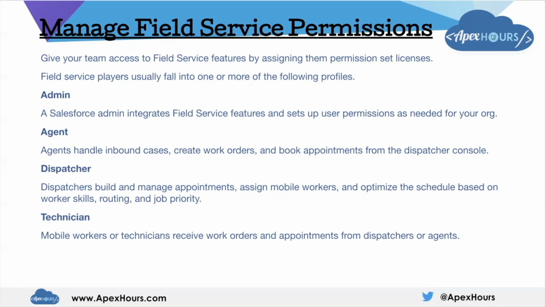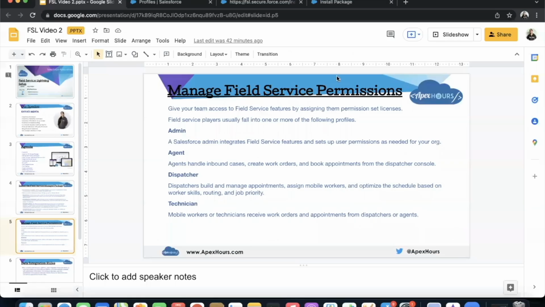The third is dispatcher. Dispatchers build and manage appointments, assign mobile workers, and optimize the schedule based on workers' skills, routing, and job priority. The last is technician. These are the ones who will receive work orders and appointments from dispatchers or agents. So let's quickly move to our org and understand how we can set up permission sets.